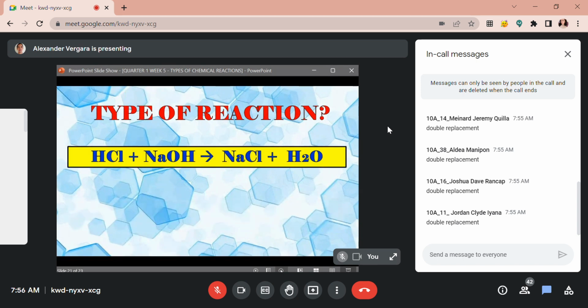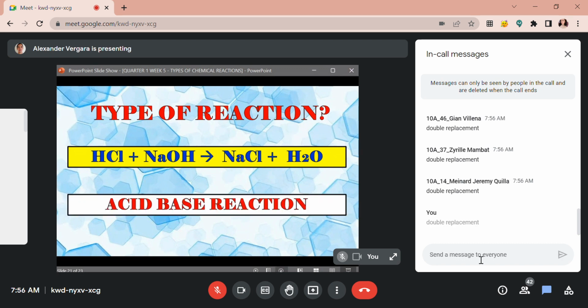Next, what about this part? Yes, Aldea. Double replacement reaction. Very good. So this is a double replacement reaction, or sometimes we call it an acid-base reaction. But never mind the acid-base. This is double replacement, because if it is acid-base, usually there is water, and the other one is a metal or NaCl.